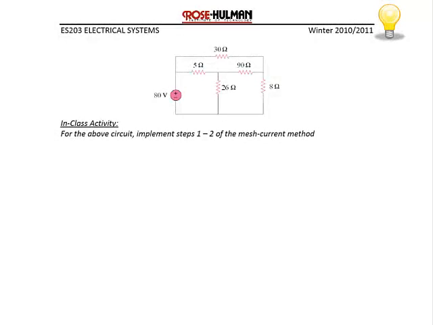Okay, let's apply the mesh current method in order to find values for the following circuit. The first step is to label the mesh currents. And as I said before, I always label the mesh currents clockwise. So I'll label the top one I1, the bottom left one I2, and the bottom right one I3. And now we're going to write the KVL equation at mesh 1.